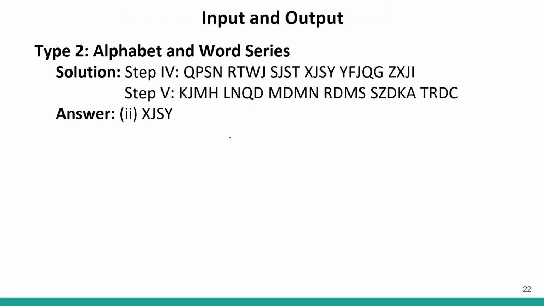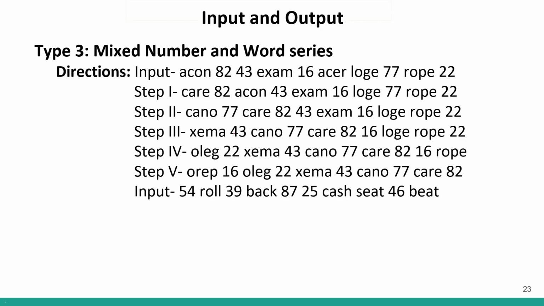Okay. Now, similarly we have mixed number and word series. So mixed number and word series, same thing, just the words have been mixed. Okay, now we have both words and numbers, and the operations are done on both words and numbers. Correct? So until step 5 it is given to us. Based on that, we have to find the output of this input.